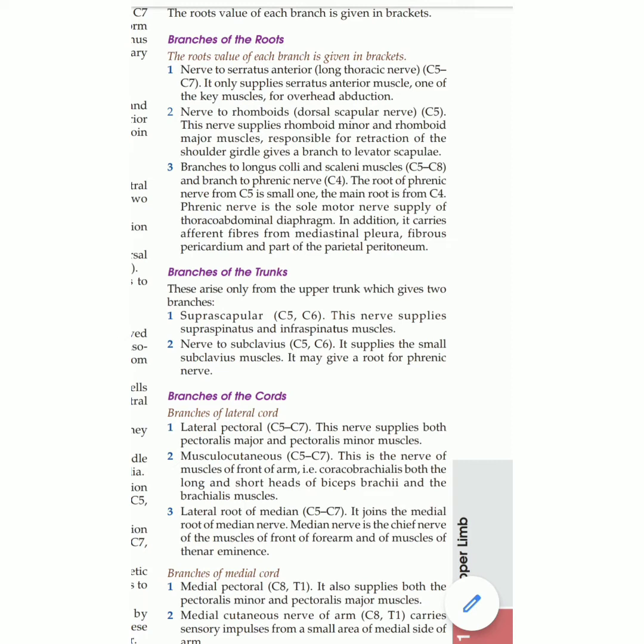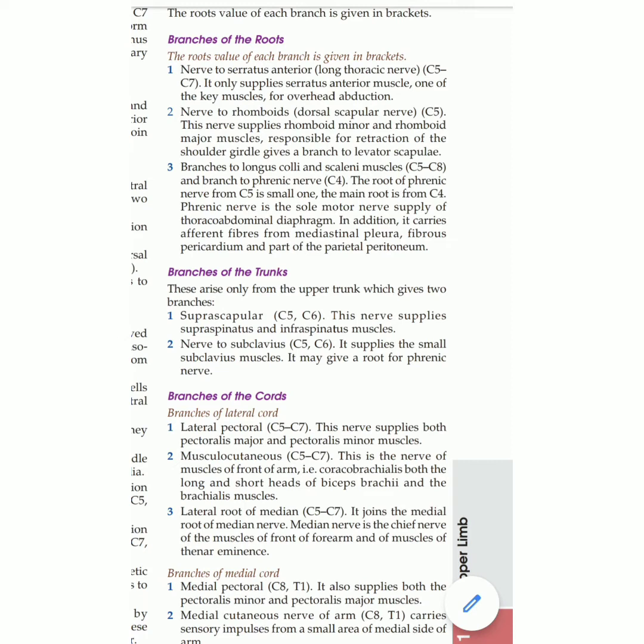Branches of the roots. 1. Nerve to serratus anterior, the long thoracic nerve, C5 to C7. It only supplies the serratus anterior muscle, one of the key muscles for overhead abduction. 2. Nerve to rhomboids, the dorsal scapular nerve, C5. This nerve supplies the rhomboid minor and rhomboid major muscles, responsible for retraction of the shoulder girdle.